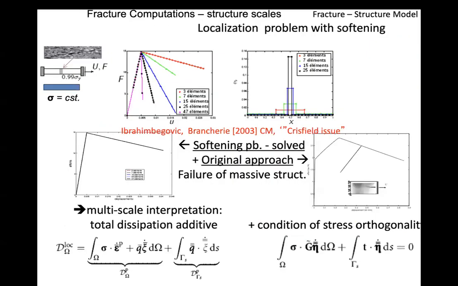So I said there was one difficulty to deal with, which is the proper formulation of this thing, that is basically you take into account that you can have, for massive structures, two types of dissipation.